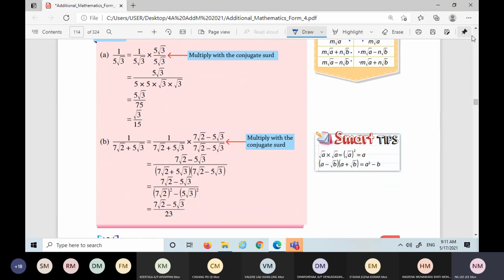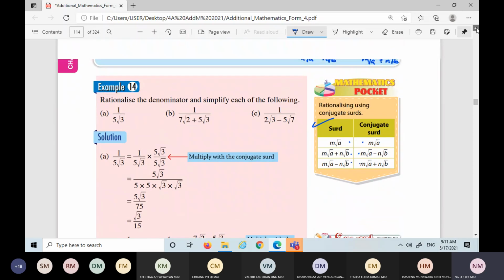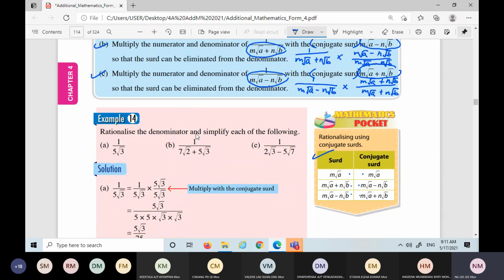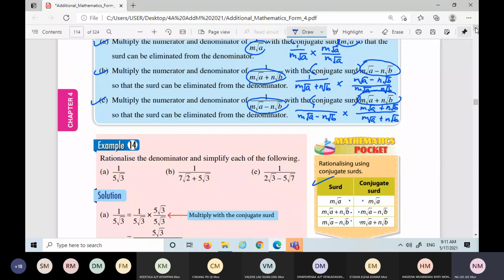Then we see how we apply it. You see this, A is the first type, which is this one, m square root a. B is the second type, two terms with plus in between. Then C here is the third type, two terms with minus in between.